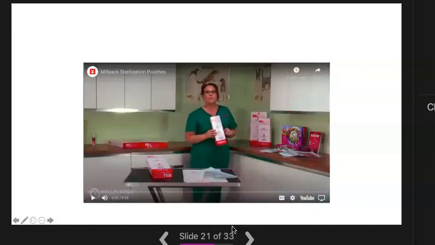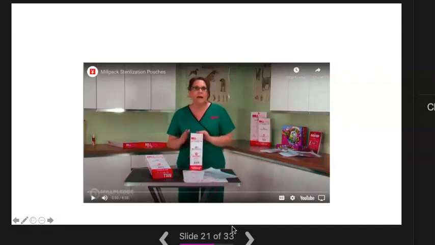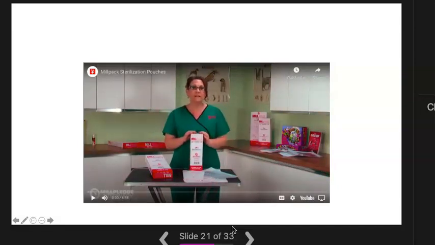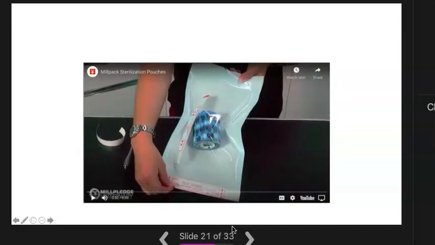Let me now show you the Meal Pack self-seal pouch from Meal Pledge. The Meal Pack is a bespoke design specifically for veterinary use. The number one priority when selecting packaging material for medical devices is the ability for the package to maintain sterility from the point of sterilisation until open for use.